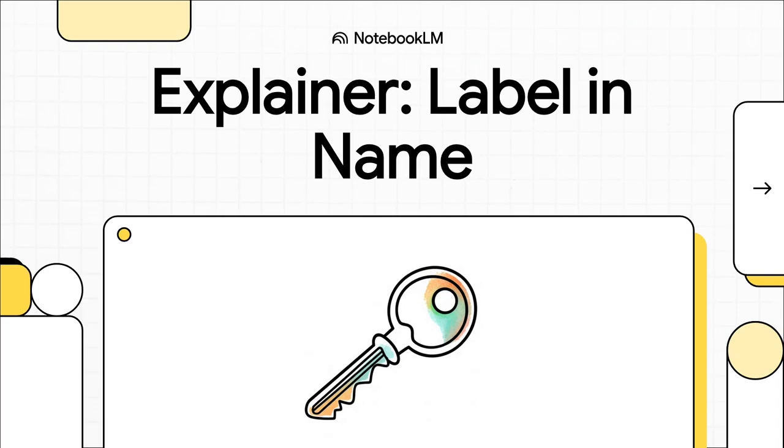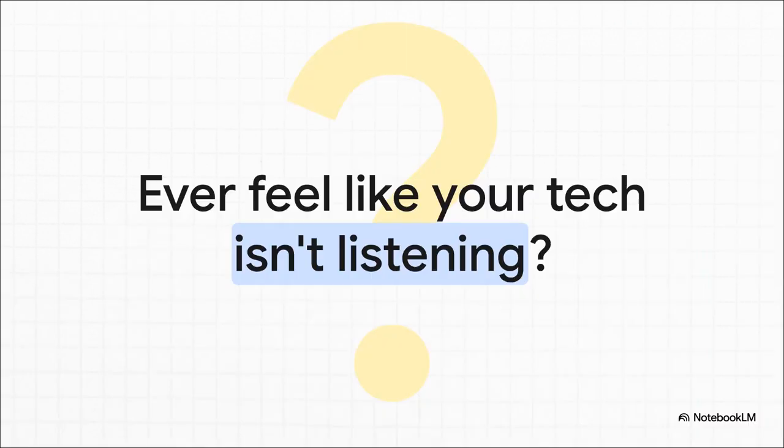Today, we're diving into something that seems super small in web design, but it can totally make or break how technology feels for millions of people. It's a principle called label and name, and trust me, once you get it, you'll never look at a button the same way again. You've been there, right?